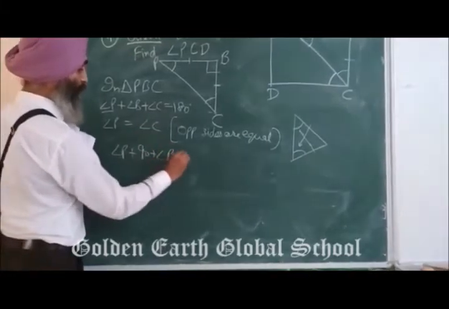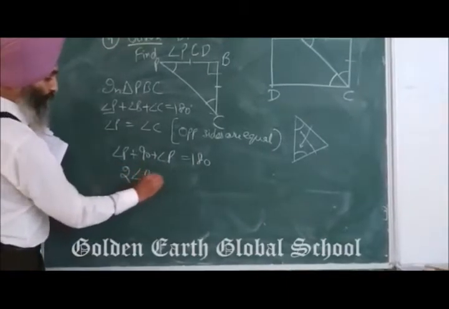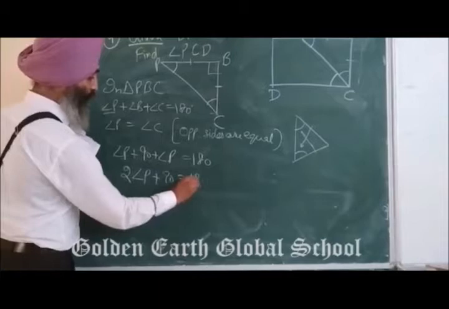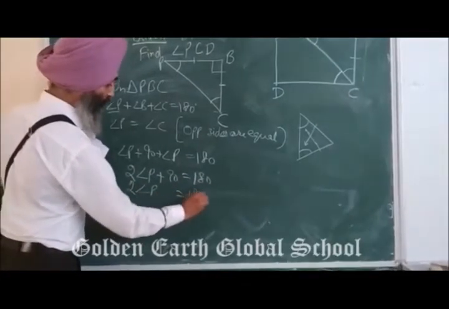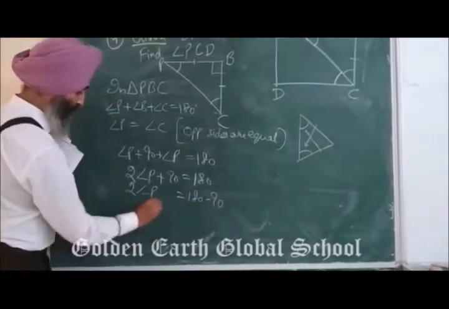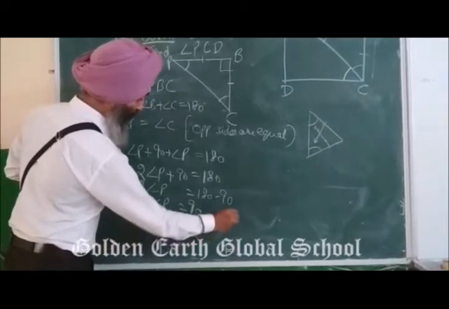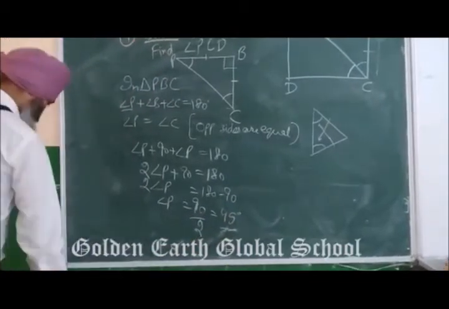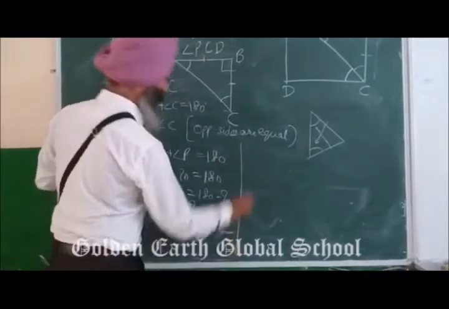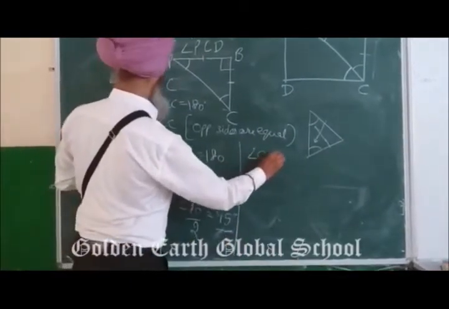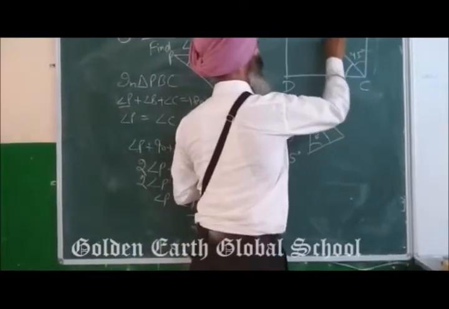C को आप P लिख सकते हो. Okay everyone. Now angle P plus angle P, 2 times angle P plus 90. So to find the angle P, we have to subtract it from 180 and divide it by 2. So angle P is 45 degrees. So it means if angle P is 45, then angle C would also be 45 degrees. So this is 45 degrees now.